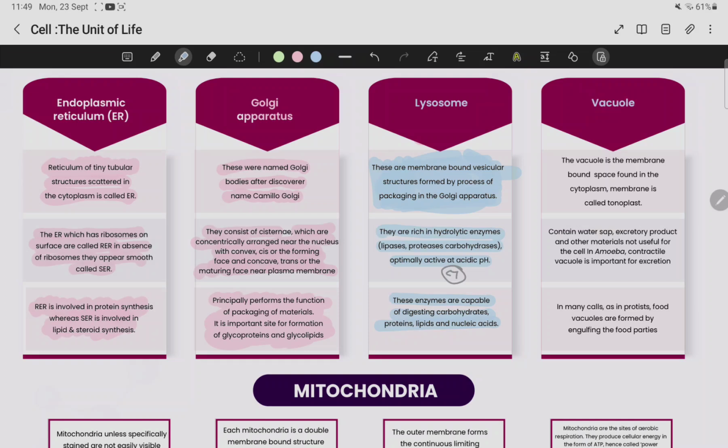Further talking about the vacuole. The vacuole is the membrane bound space found in the cytoplasm. Its membrane is called tonoplast. It contains water, sap, excretory products, and other materials not useful for the cell. In amoeba, the contractile vacuole is important for excretion. In many cells, as in protists, food vacuoles are formed by engulfing the food particles. It is seen that in some plants, the vacuole can occupy more than 90% of the volume of the cell itself.